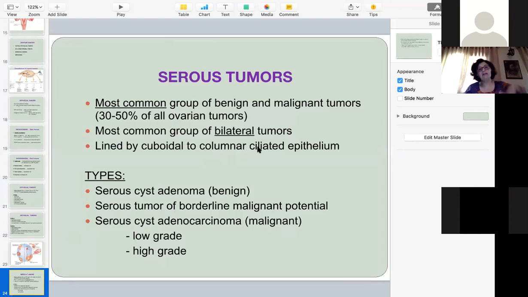And most of these tumors, the serous, mucinous, and the endometrioid, have three types. The benign type, which is serous cystadenoma, the borderline type, which is serous tumor of borderline malignant potential, and then the serous cystadenocarcinoma, which is a malignant form, which can either be low grade, which is developing from this pathway, or high grade, which is developing directly from P53 mutation.